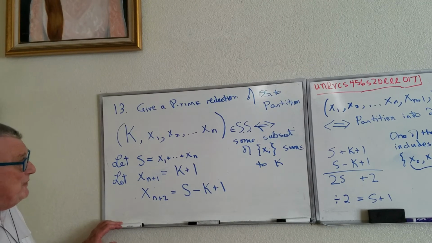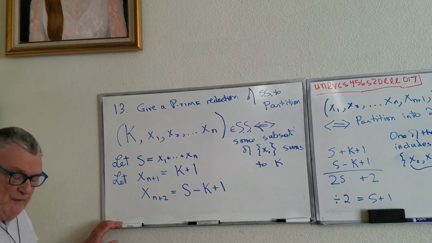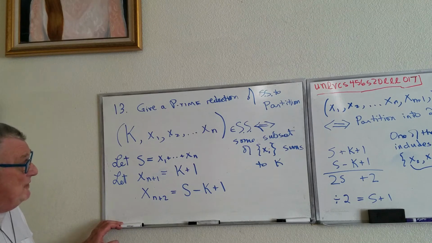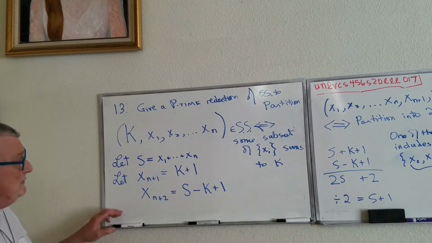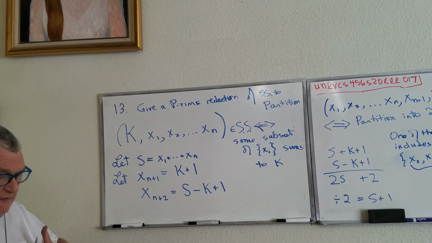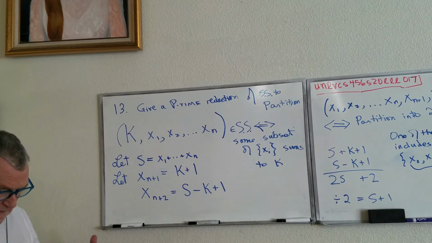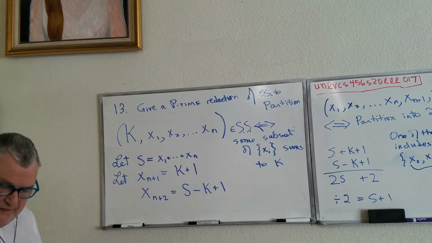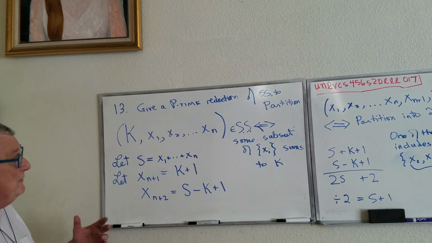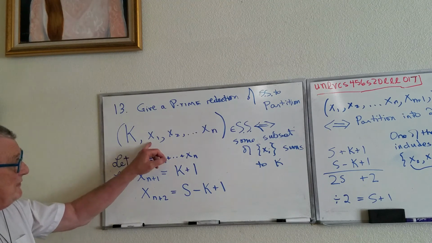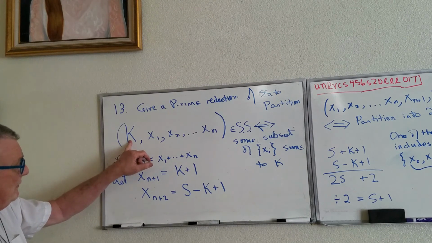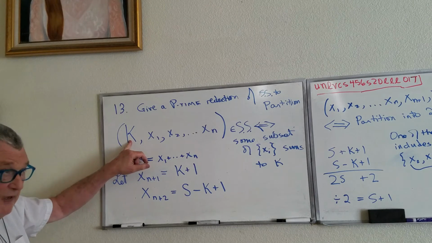All right, now we're doing a reduction. We have to do a polynomial time reduction of the subset sum problem to the partition problem. The partition problem is: given a set of objects of various weights, divide them up into two piles of equal weight. The subset sum problem is: given a set of objects, try to find a subset whose total weight is a given number k.